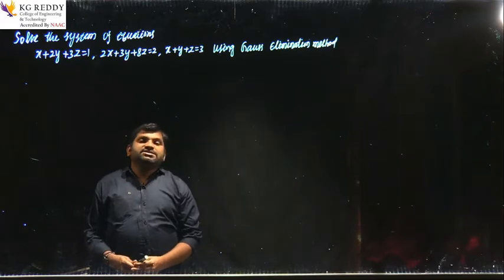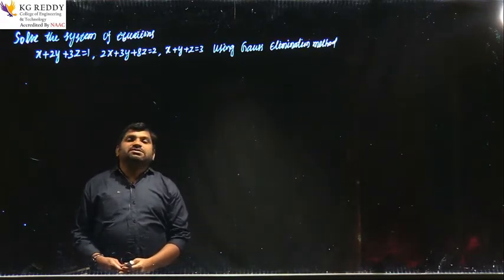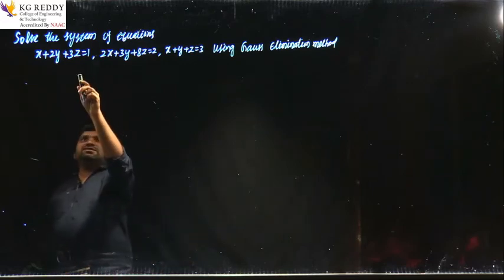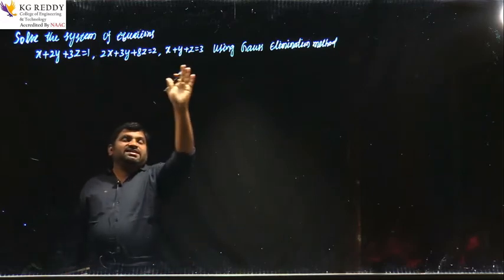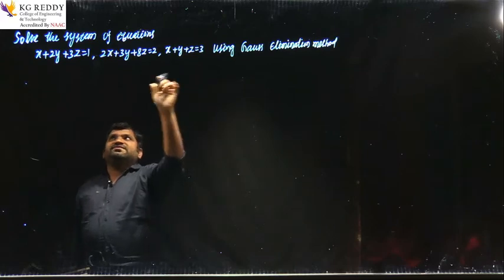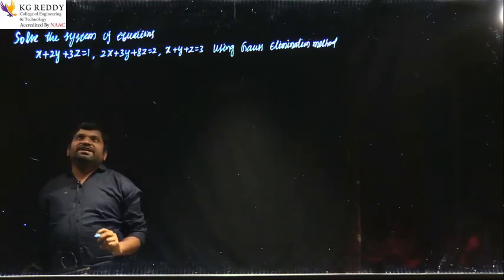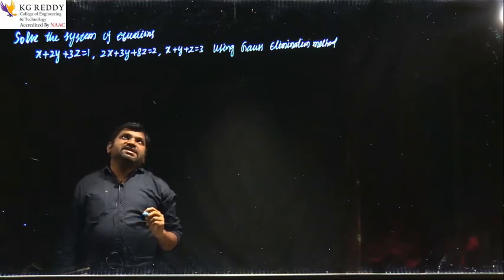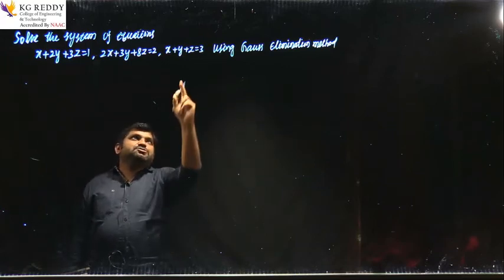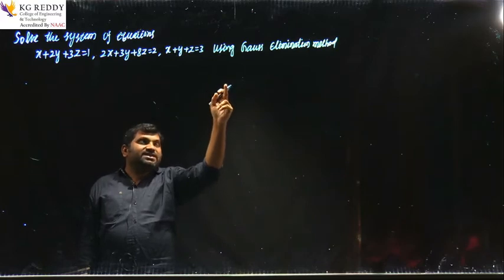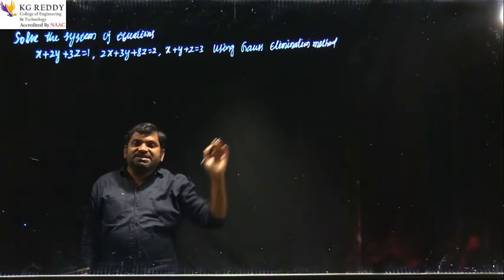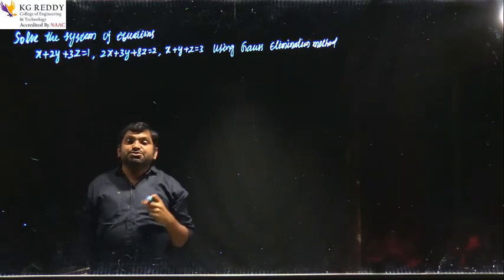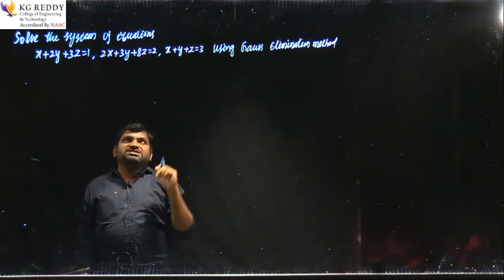Today we are going to discuss the Gauss elimination method. Okay, so come to this question. Here three equations are given: x plus 2y plus 3z equals 1, 2x plus 3y plus 8z equals 2, and x plus y plus z equals 3, to be solved by using the Gauss elimination method, which is also called the backward substitution method. Okay? So both are the same only.